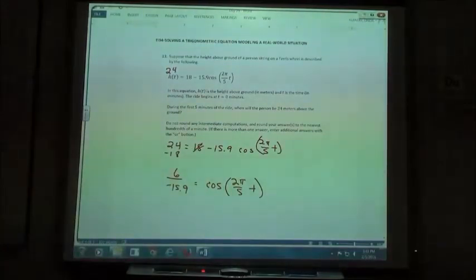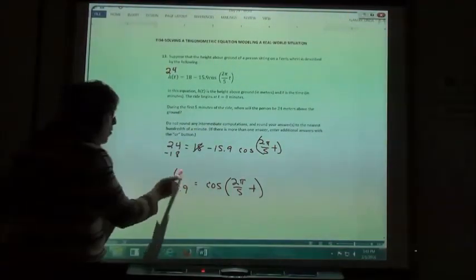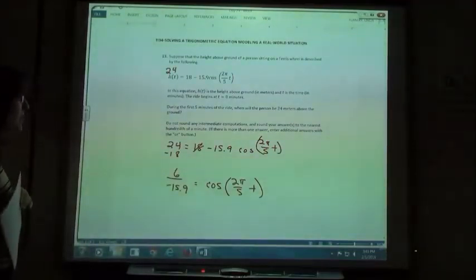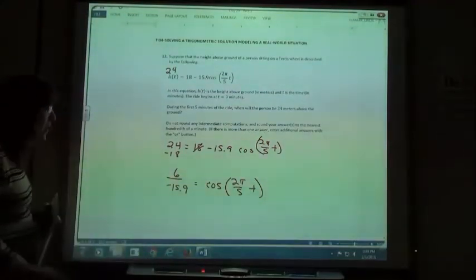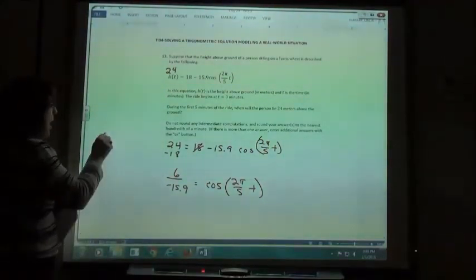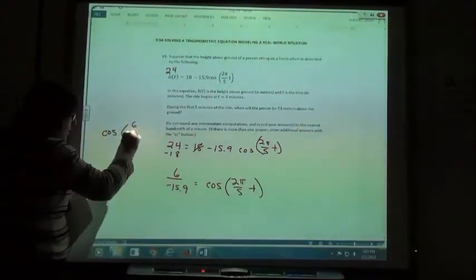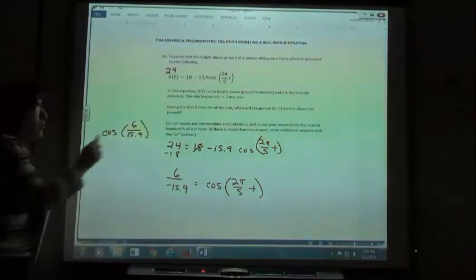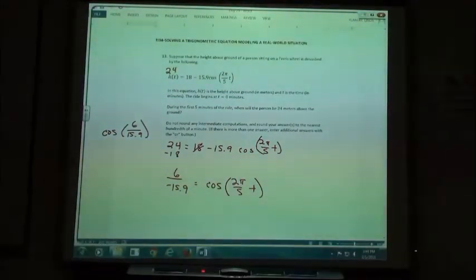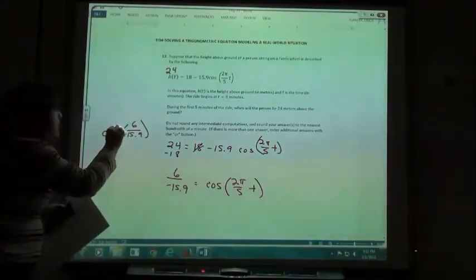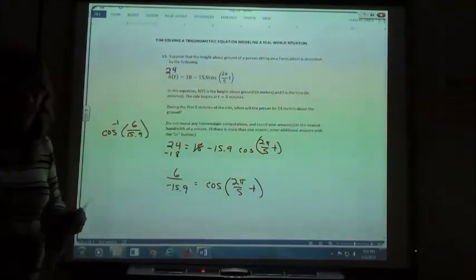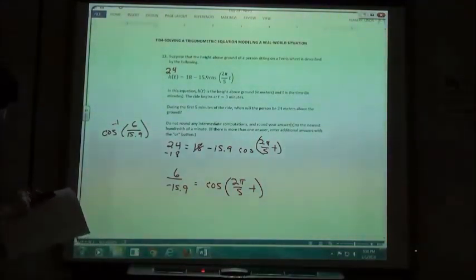Now, what I'm going to do, first of all, is figure out where my angle is. But I want my angle to be positive, and then I'm going to figure out what quadrants I'm in for cosine to be negative. So on my calculator, I'm going to do the cosine of 6 over 15.9. Notice I'm using the positive and not the negative. That's going to tell me my angle in quadrant 1. So I better do inverse cosine. So shift cosine, inverse cosine, in parentheses, I'm going to do 6 fraction 15.9.